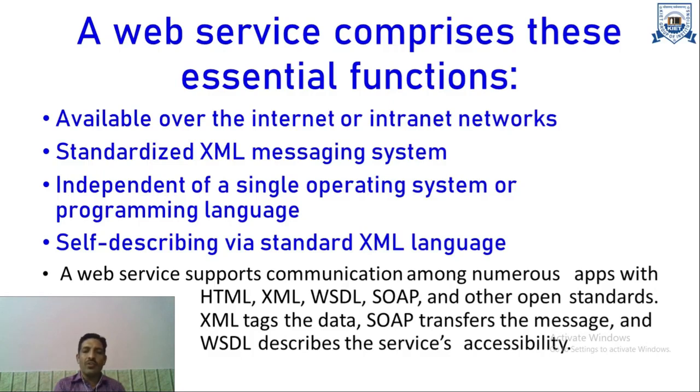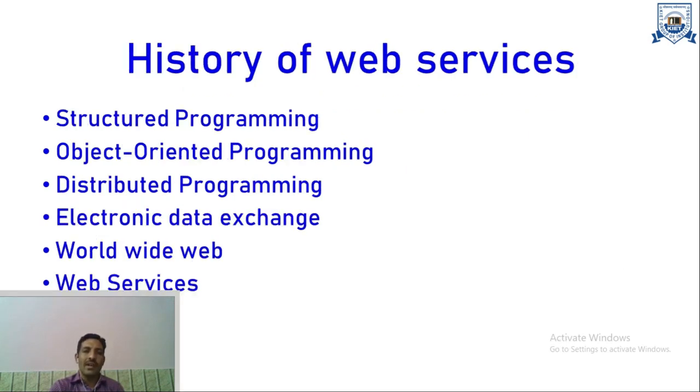A web service supports communication among numerous apps with HTML, XML, WSDL, SOAP and other open standards. XML tags the data, SOAP transfers the message, and WSDL describes the service accessibility. We will explain in detail, in the working of web services, the function of SOAP, the function of XML, and the function of WSDL. Now, the history of web services.